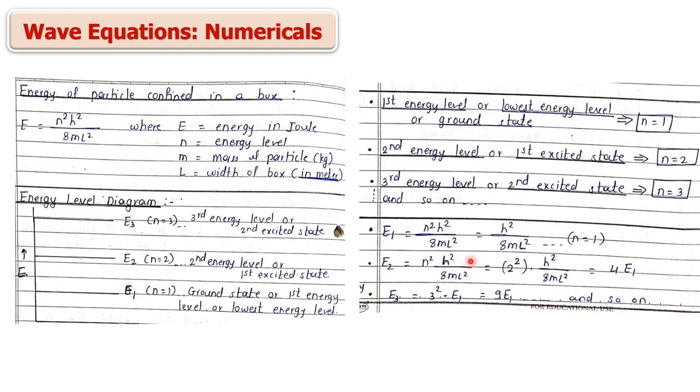Now this h square upon 8 m L square is nothing but what? E1. So you can write 2 square, which means 4 into E1. Similarly E3 is equal to 3 square, which means 9 into E1. Getting all of you? So if you know E1, you can find E2 just by using 4 into E1. You can find E3 as 9 into E1. How will E4 be? 16 into E1. How will E5 be? 25 into E1. So once you find E1, you can find the subsequent values of energy levels by using this simple formula. No need to do all these calculations again. Okay, now let us see some examples based on it.